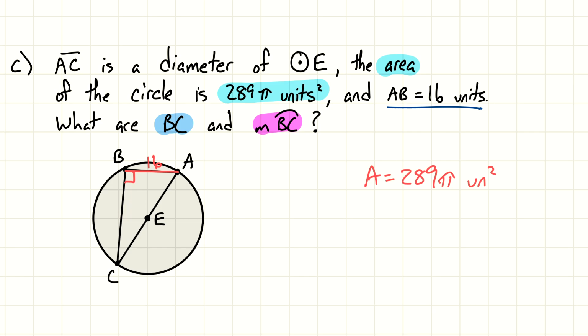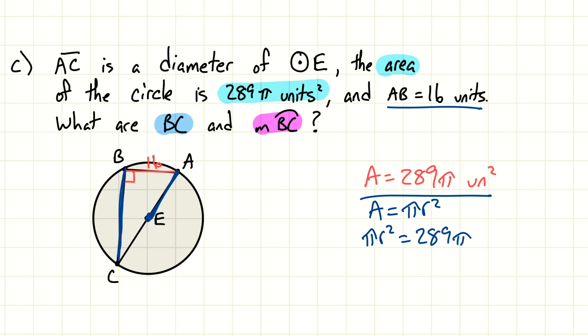All right, so let's see. BC, how are we going to find that measurement? And how are we going to use the area? The one thing I remember is area of a circle is pi r squared. So if I already know that pi r squared is supposed to equal 289 pi, then I can figure out what the radius is. And then the radius perhaps will help us in this problem.